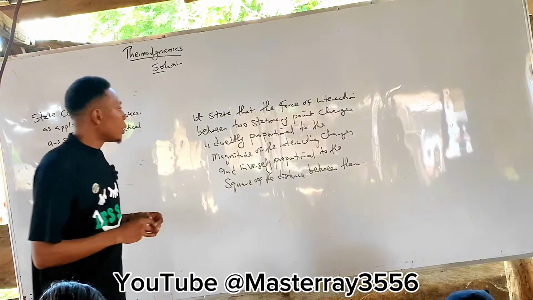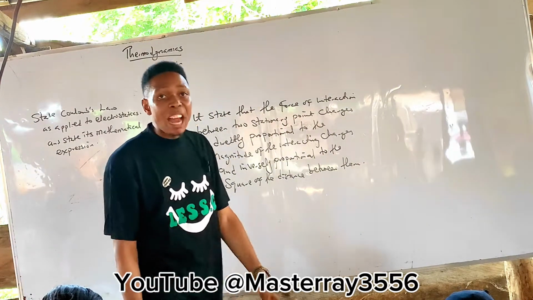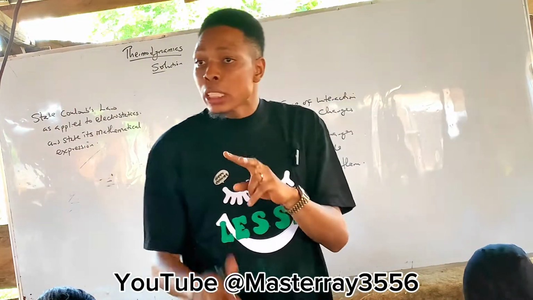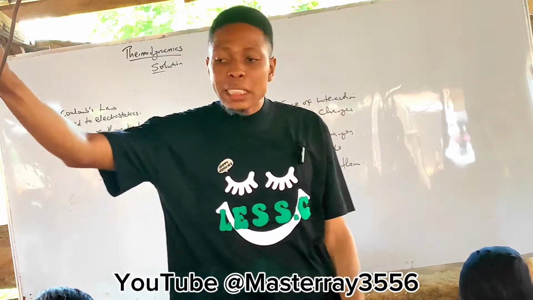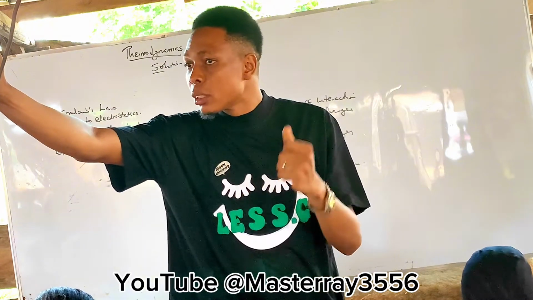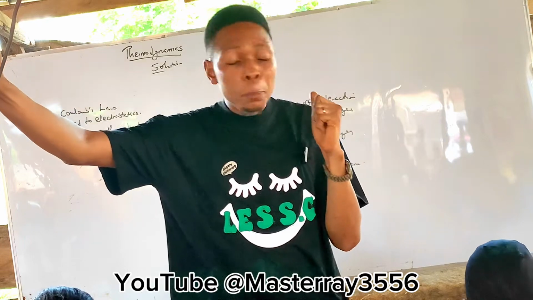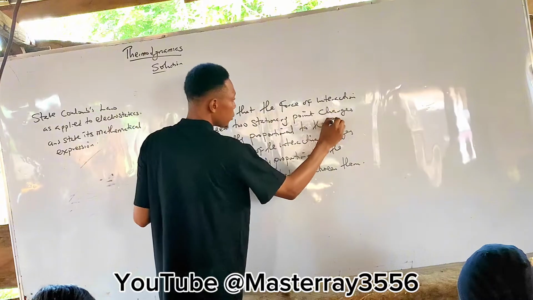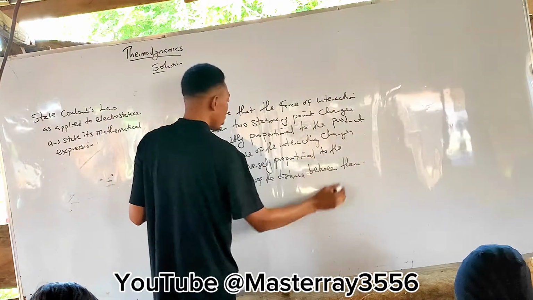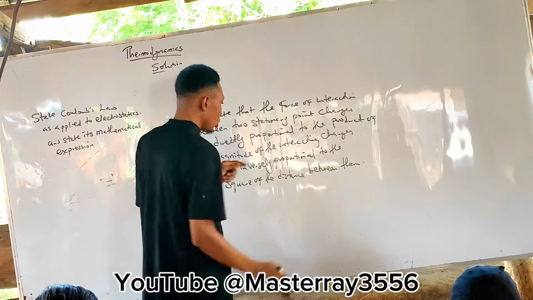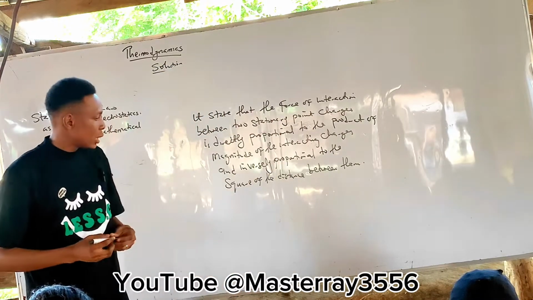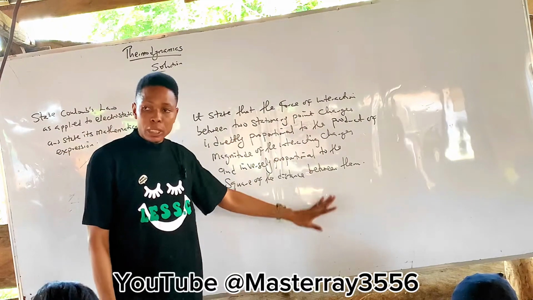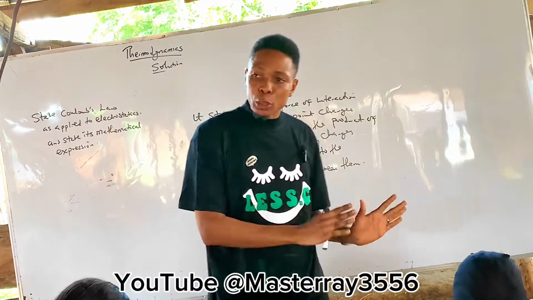So that's it. State that the force of interaction between two stationary point charges, that is your Q1 and Q2, is directly proportional to the product of the magnitude of the interacting charges and inversely proportional to the square of the distance between them. Now this is the definition you are going to give.